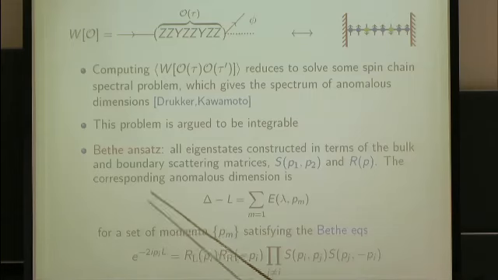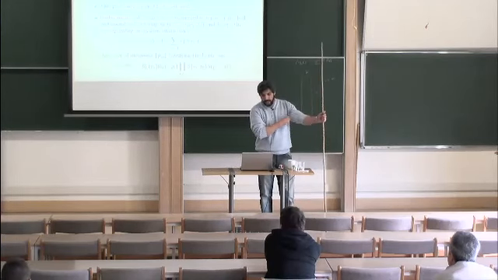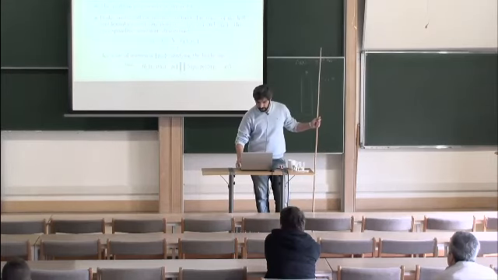And then once you have that, you have the total energy, and energy means anomalous dimension for us, which is going to be just the sum of the individual magnons. And if you put two boundaries, there are some boundary conditions which are called the Bethe equations. In this case, they look like this. So they involve both the scattering and the reflection matrices. And then if you have some number of magnons, let's say m, you have to solve m equations, and then you plug the solutions into this dispersion relation, and you get the exact anomalous dimension of such a state.